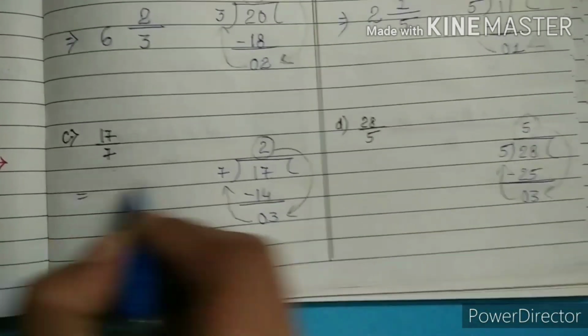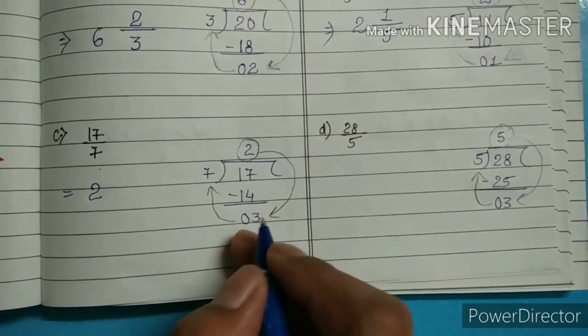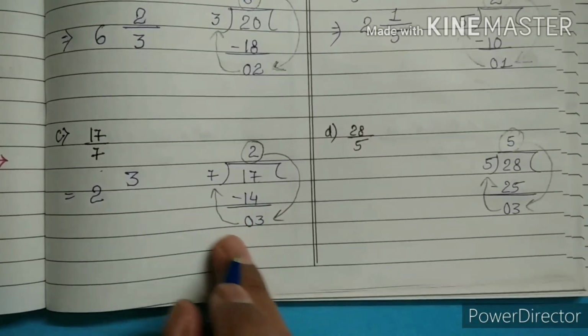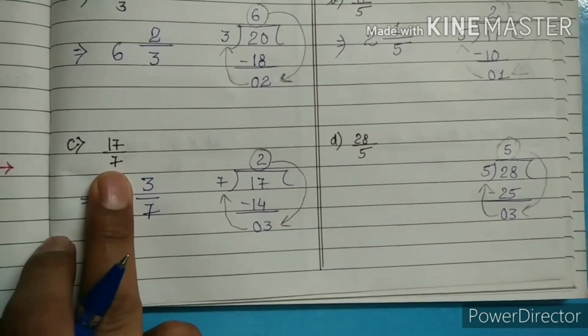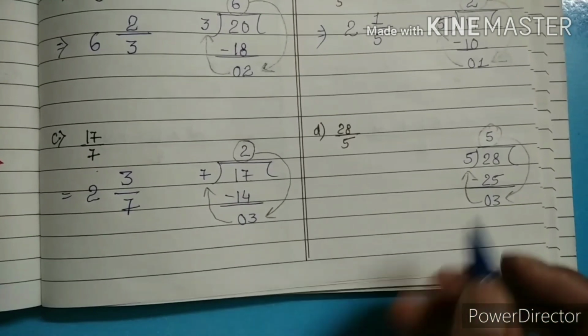So we have to start from the top. Top is 2. Now right hand side, downside we have 3, and from 3 we have to go on 7. The 7 is in the denominator of the question, we take it in the answer. It means we did correctly.